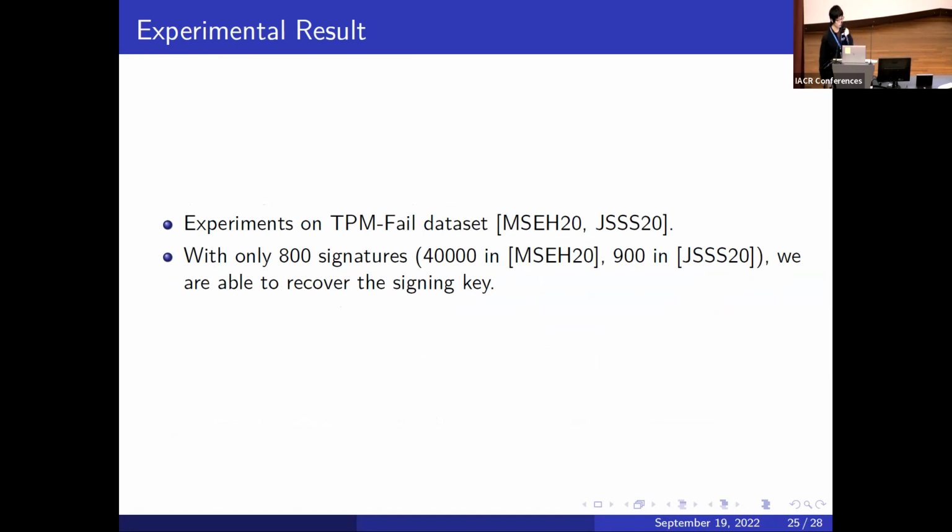And we also did some experiments on TPM-Fail data sets following the work of TPM-Fail and Monero. And with only 800 signatures, we are able to recover the signing key.